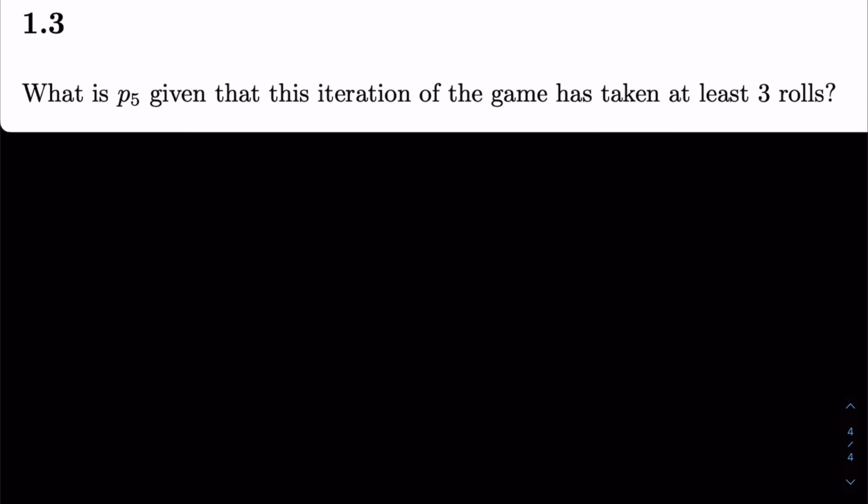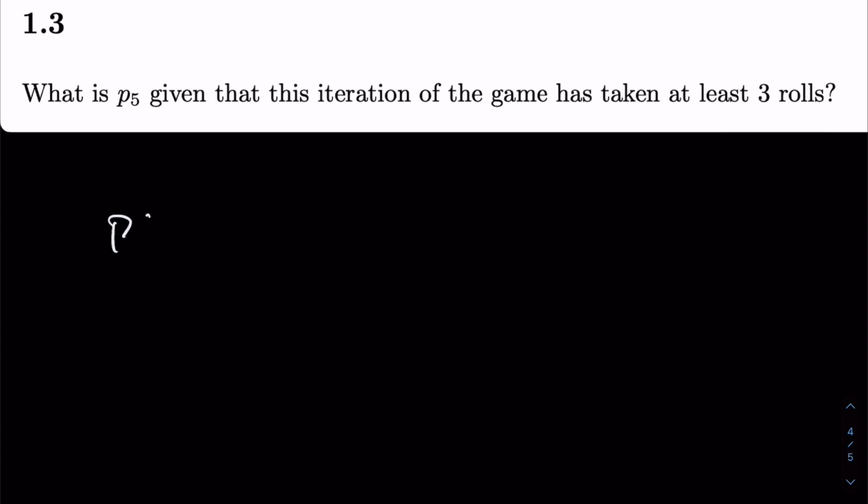Alright, so the third and final sub-problem to this question asks us to compute P sub 5 given that this iteration of the game has taken at least 3 rolls. Now guys, when you see the word given, I would really like for your mind to jump to Bayes' rule, given that it is the formula and theorem for conditional probability.